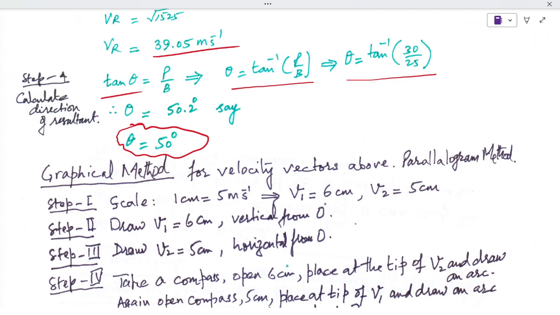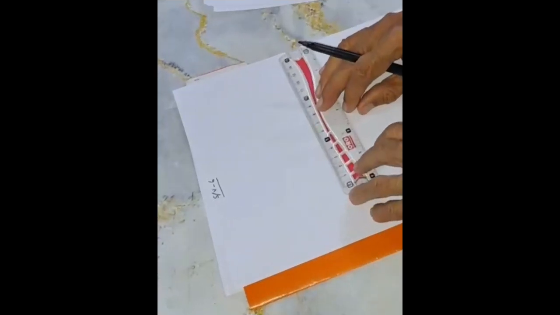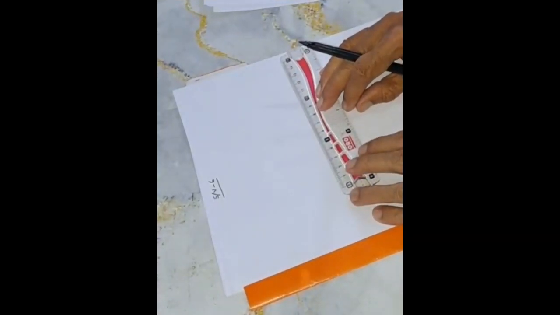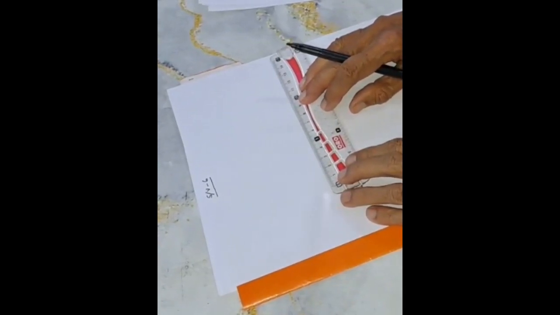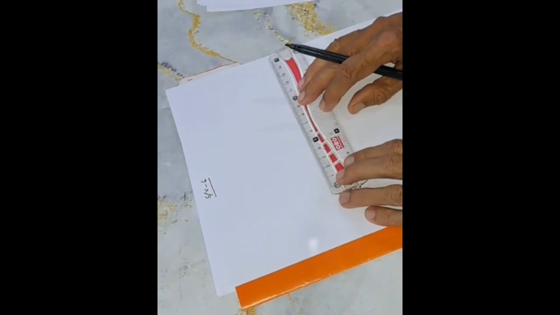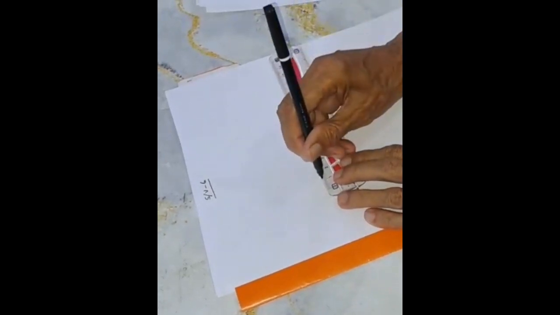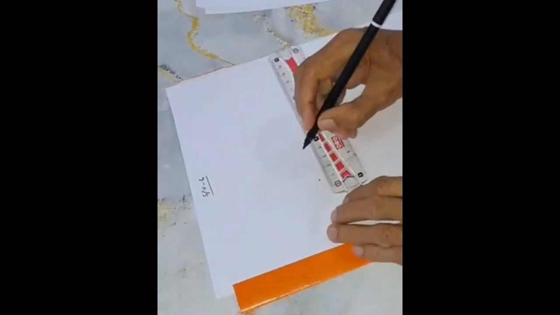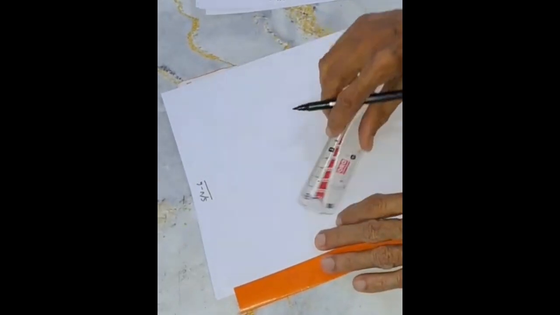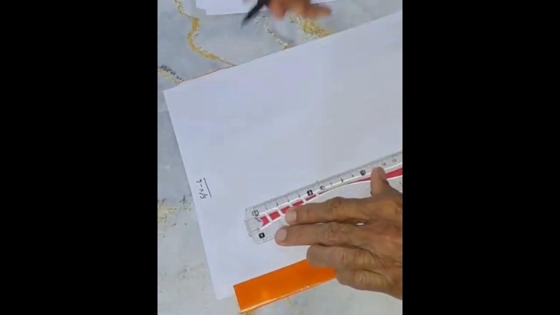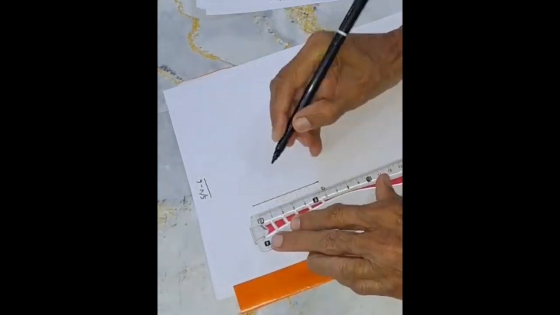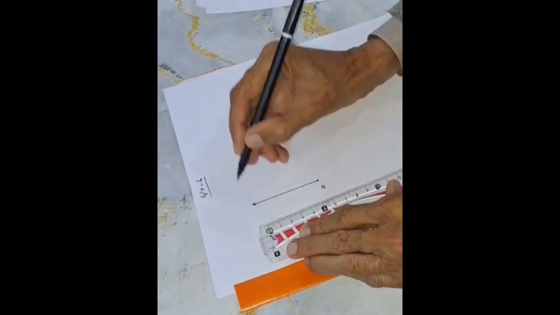For graphical method, I am recording the video. Graphical method of finding resultant of two vectors perpendicular to each other. I am doing the step 2 now, because step 1 has been done on the previous page, in which scale and width has been selected. Step 2 is draw V1 equal to 6 centimeter vertical from O. So I take this to be O, and 6 centimeter from O vertical would be this thing from here to here, 6 centimeter, and here is the arrow.